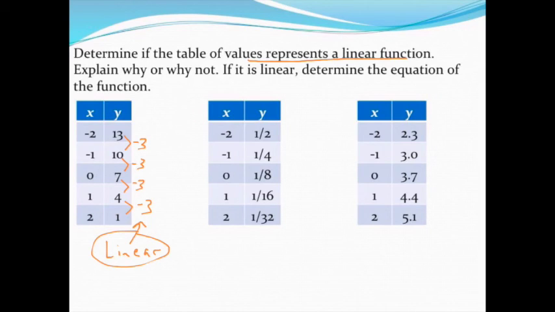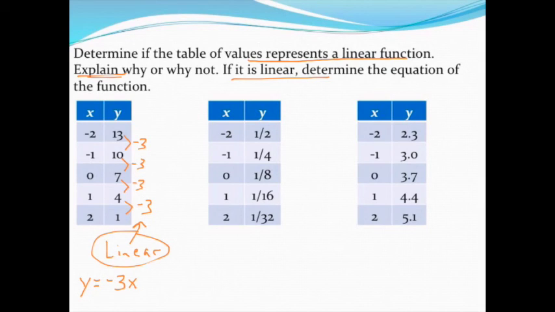So as far as my explanation goes, there I go. I have that constant rate of change. If it is linear, they want us to determine what that function is. Again, they've made these very easy for us. I'm going to write this in slope-intercept form. My rate of change is my slope. So my slope this time is -3x. And then I also need a y-intercept.